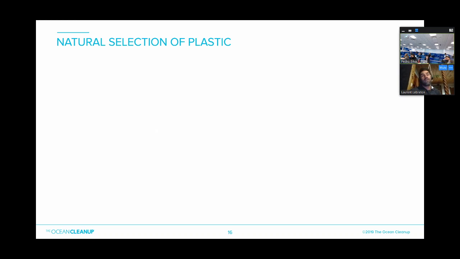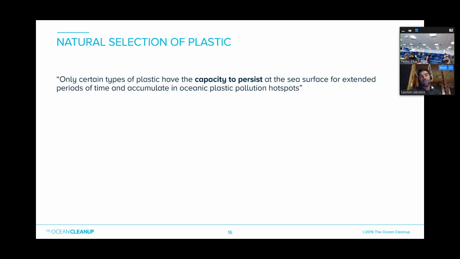So that was one of the conclusions basically: only certain types of plastics have the capacity to persist at the sea surface for extended periods of time and accumulate in oceanic plastic pollution hotspots. That was one of the main conclusions of our 2018 paper.